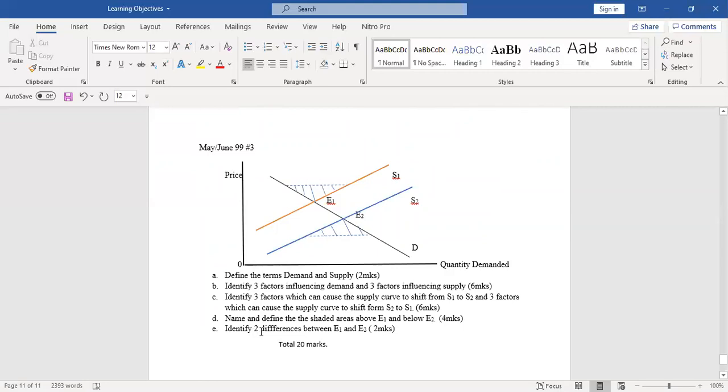The last part of it. Identify two differences between E1 and E2. Okay. Let's see here. Well, at E1, there's an equilibrium. The equilibrium price is higher than E2. That's the first difference, right? Definitely the equilibrium price is higher than E2. And at E2, we are supplying more, right? At E2, producers are supplying more because the curve is shifting from S1 to S2. Okay?